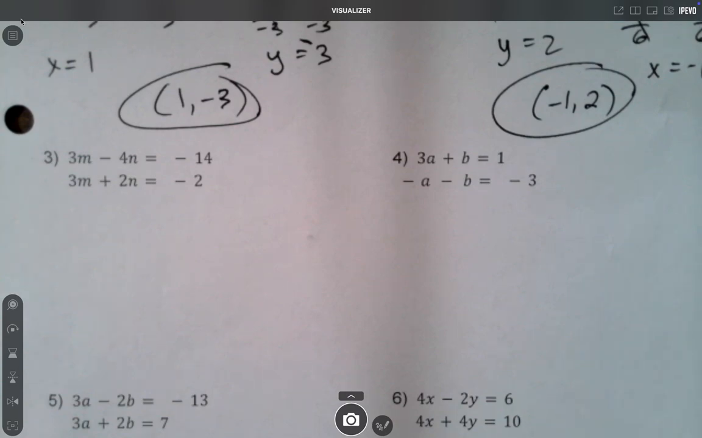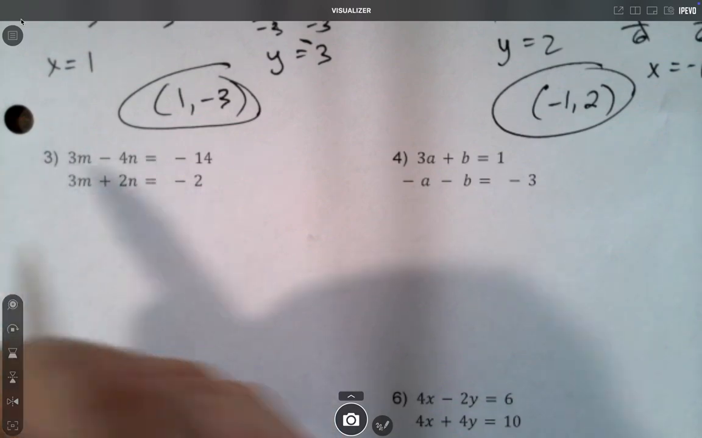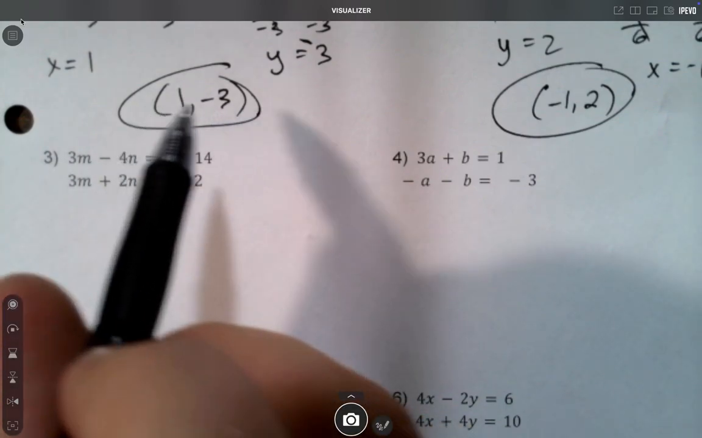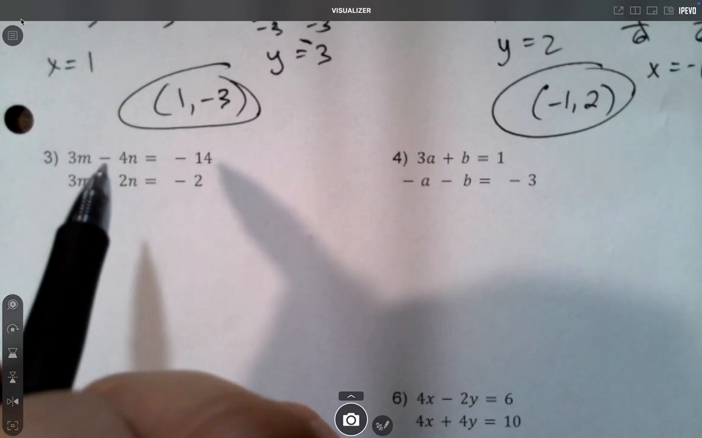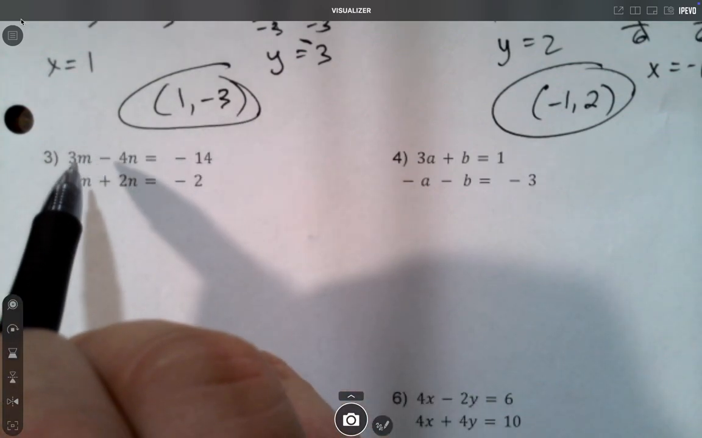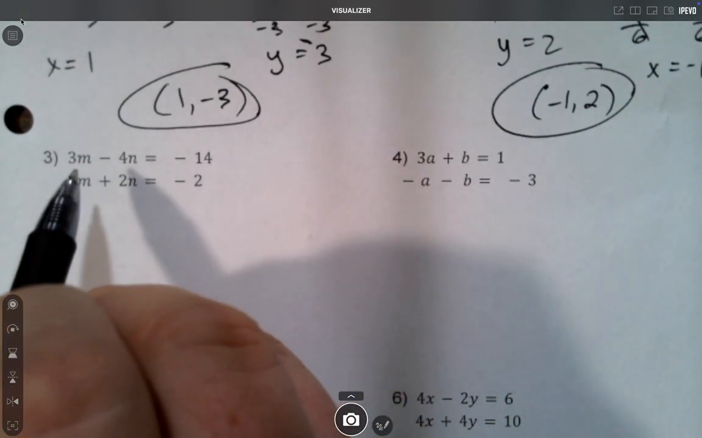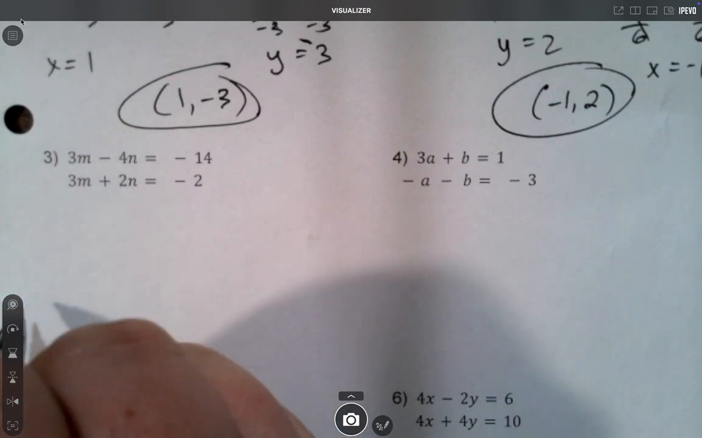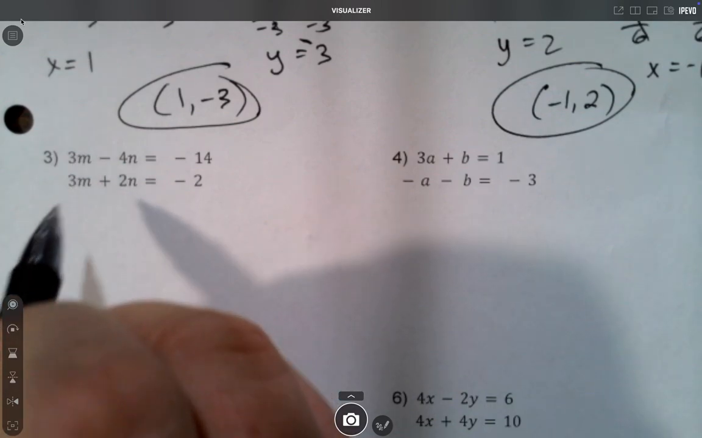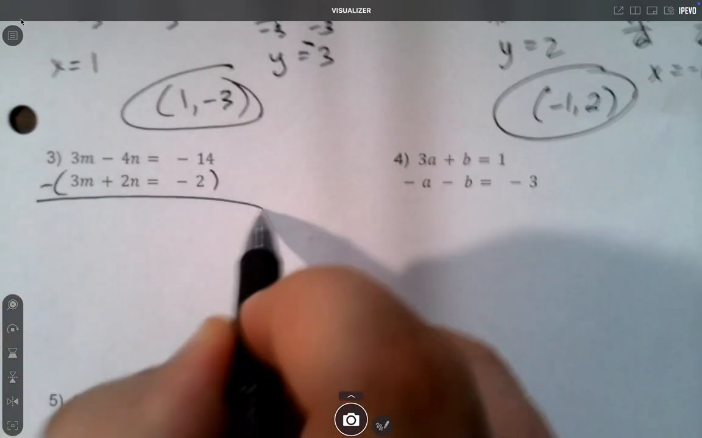So we're looking for a variable that has the same coefficient. So that would be the m in this case. And if you're wondering which one's x and which one's y, we always go alphabetical. Just like x comes before y, m comes before n in the alphabet. So as far as writing the ordered pair, we'll treat the m like it's x and the n like it's y. But we have positive 3m and positive 3m. So since they're the same signs, positive, positive, we will subtract the two equations.